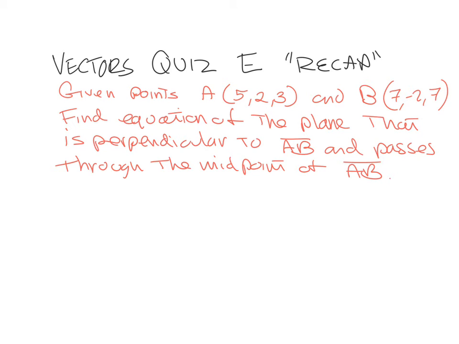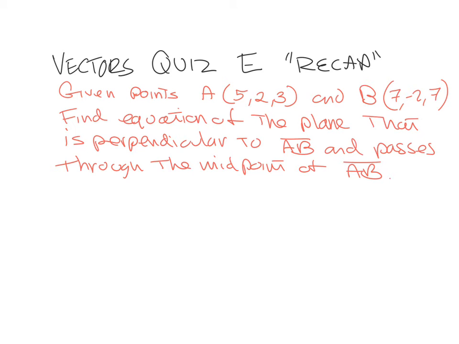So the question on the original quiz, I think, was broken into two parts, and here I'm just sort of expressing it as one. Given 2 points in space, this is three-dimensional coordinates. A is at 5, 2, 3, and point B is at 7, negative 2, 7. We want to find the equation of the plane that's perpendicular to the segment AB.